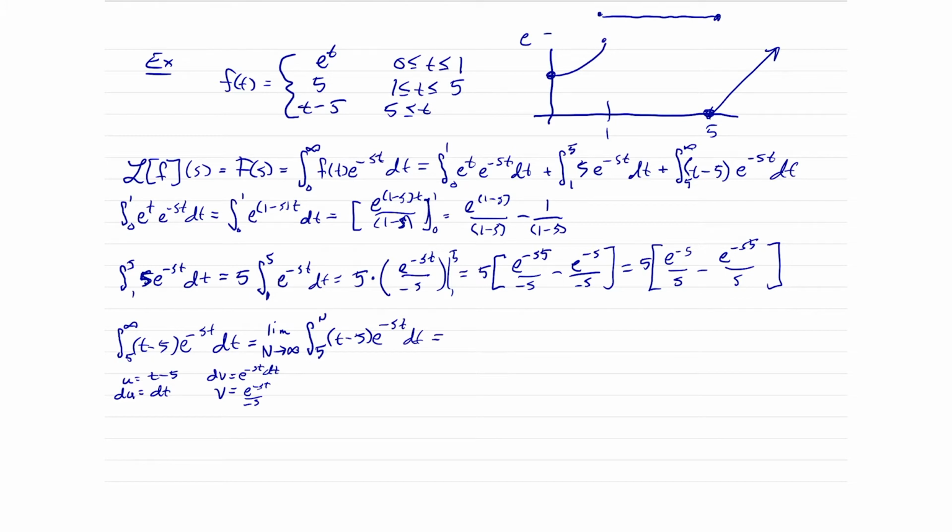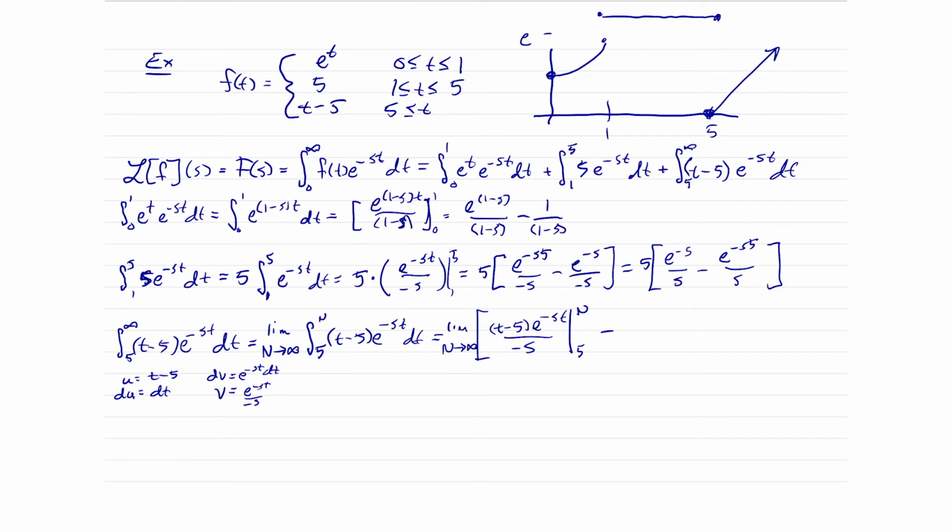All right, so now let's multiply u, which is t minus 5, times v, e to the minus st divided by minus s. This is going to be evaluated at 0 and n, and not 0 and n, 5 and n. And again, don't forget to carry your limit over. So let's move this over, and we'll put limit there. So limit as n goes to infinity of this. All right, now back to the problem.